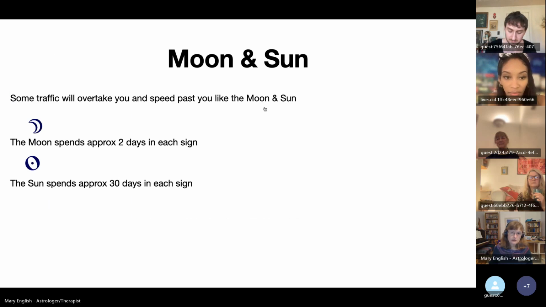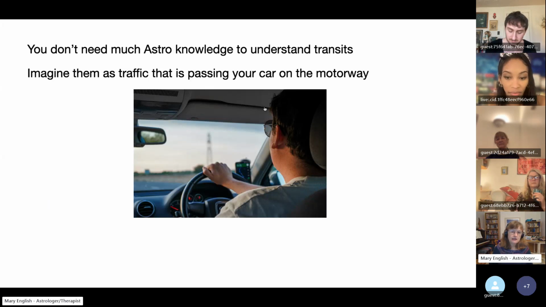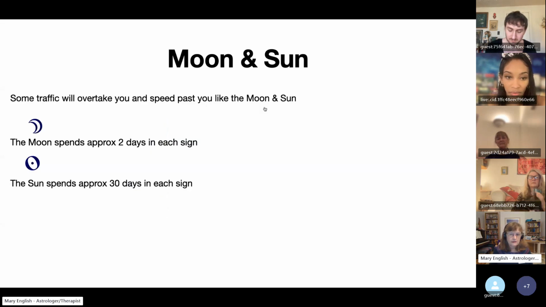So if we go back to here, you don't need much astro knowledge to understand transits. You can imagine them as traffic that's passing your car on the motorway. Some traffic will overtake you and speed past you, like the moon and the sun. The moon spends approximately 2 days in each sign, and the sun spends approximately 30 days in each sign.